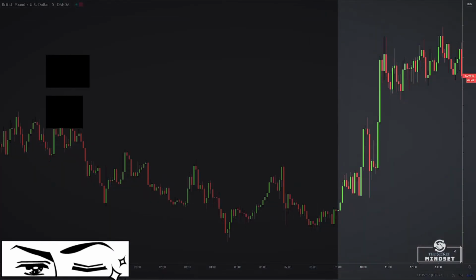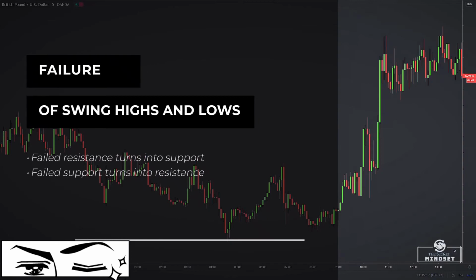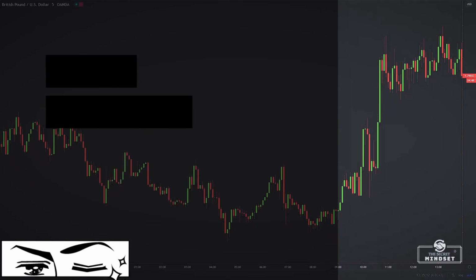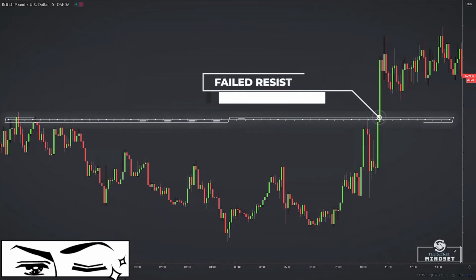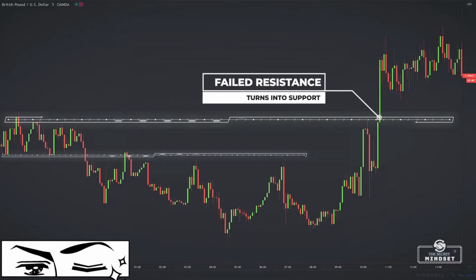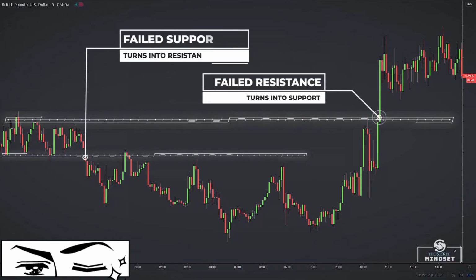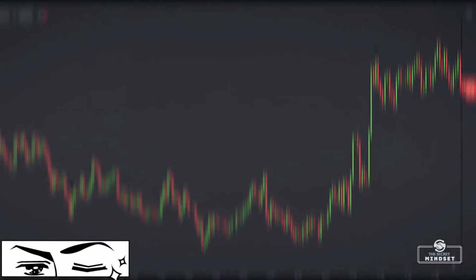The failure of swing highs and lows to hold up at resistance and support respectively leads us into another concept. Failed resistance turns into support, and failed support turns into resistance. When a resistance level projected from a swing high fails to block a market from rising higher, it turns into a support area. This is because despite its failure, the price point remains memorable to market participants. A price point that has failed decisively as a resistance will then serve as a reliable support. You can apply the same logic to failed support. After failing to hold prices up, they serve as a potential resistance.